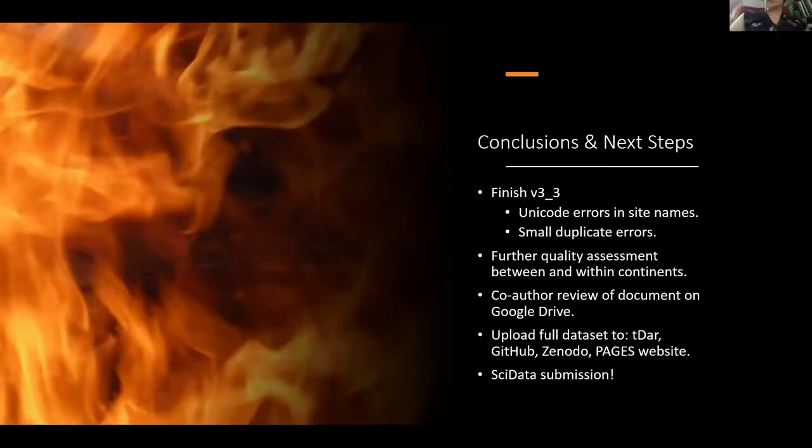So in conclusion, we have a couple more things that we need to do. Lux has been working very well on fixing Unicode errors in site names. A lot of data sets have been saved in a format that doesn't actually preserve Unicode, so if you have an accent in a site name, then that'll dissolve into some weird thing. There's a few small duplicate errors we need to fix. We have to do further quality assessments between and within continents. We just showed you the global scale and a small sample in Northern Europe.